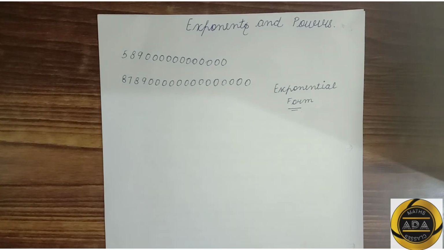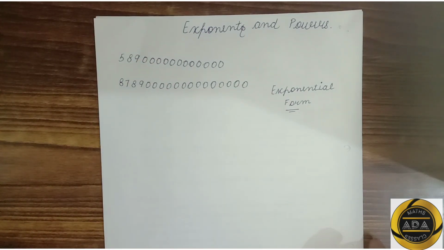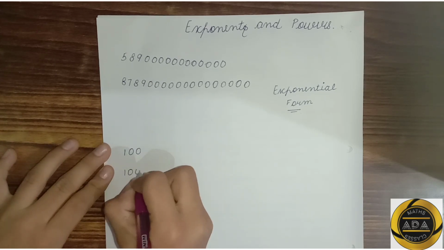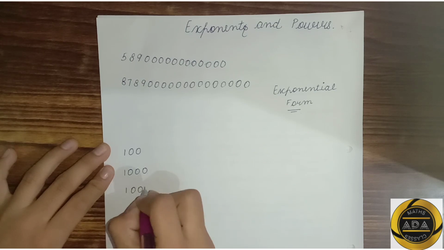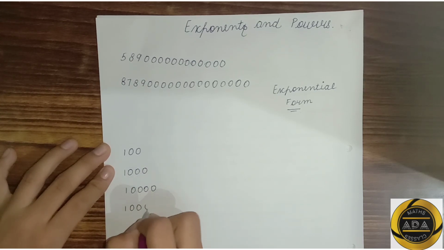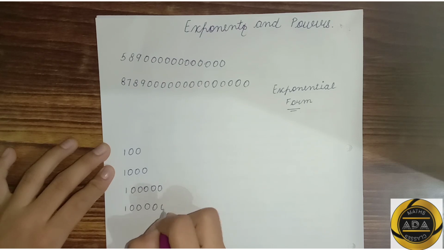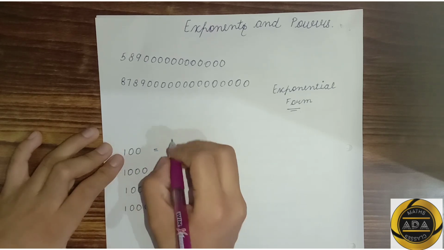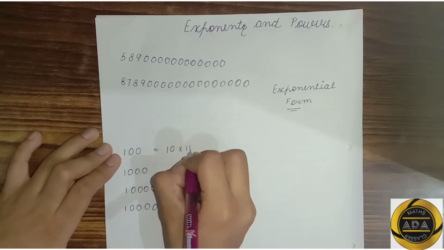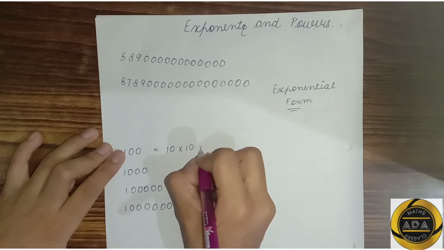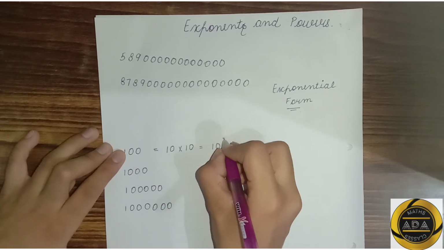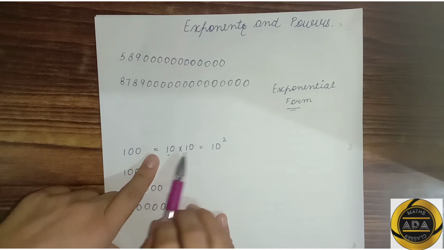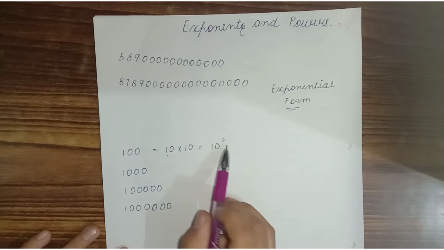I am writing some more numbers here. Suppose I have written 100, 1000, 10,000. How do I write it? I write it like 10 into 10, which is 100. So what will be its exponential form? It will be 10 raised to the power 2. Why? Because 10 is multiplied 2 times here. That is why it is written as 10 raised to the power 2.